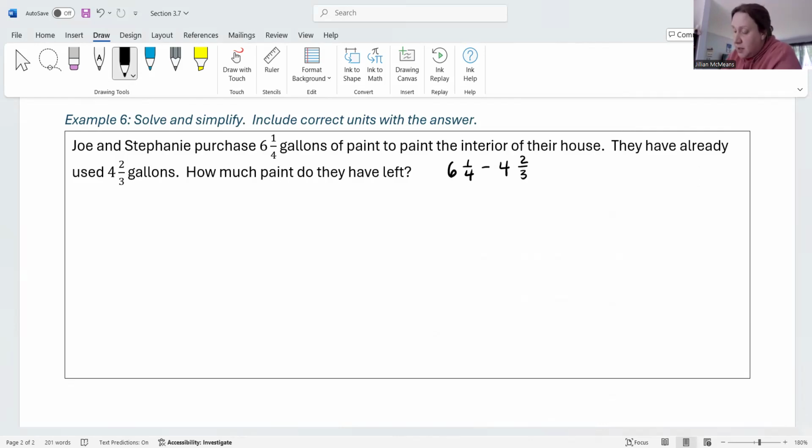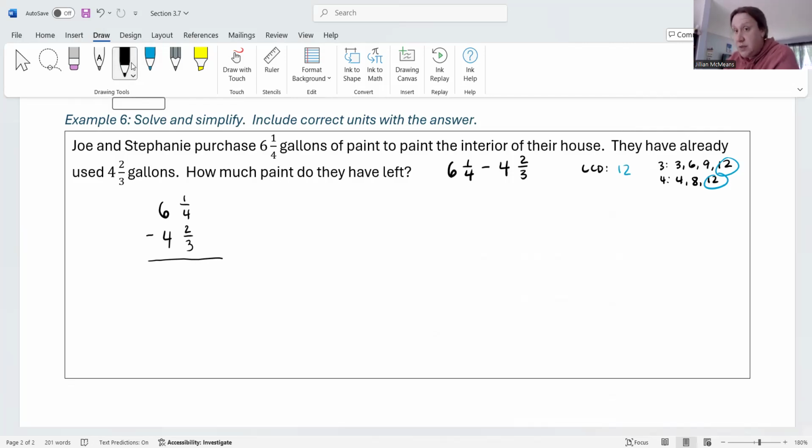So let's set this up vertically. So we get 6 1/4 minus 4 2/3. Hopefully you're getting really good at the LCD part, but if not, let's do a little side work. We definitely need an LCD, okay? So in this case, it'll be really quick to just list out multiples. So let's list out multiples of 3 and 4 until we find one in common. So 3 times 1 is 3, times 2 is 6, times 3 is 9, times 4 is 12. So I'm liking 12. Let's see if that works for 4. 4 times 1 is 4. 4 times 2 is 8. 4 times 3 is 12. So there you have it. We have an LCD here of 12.